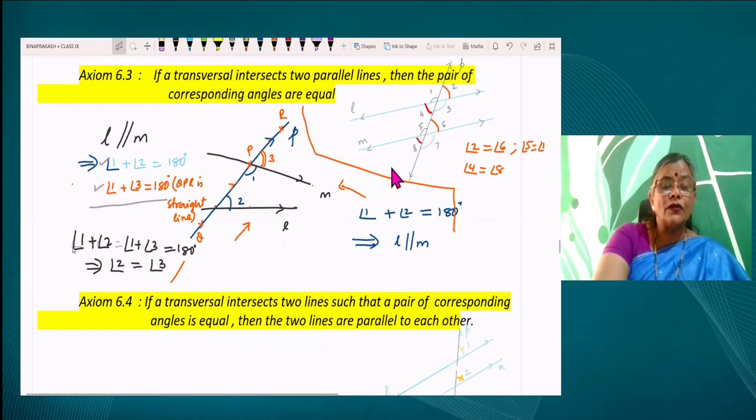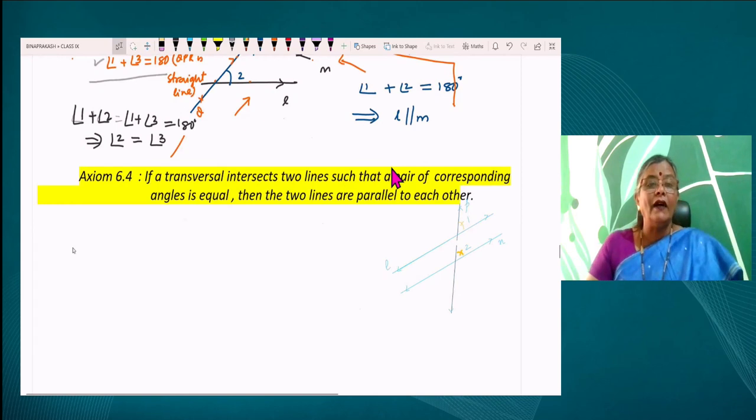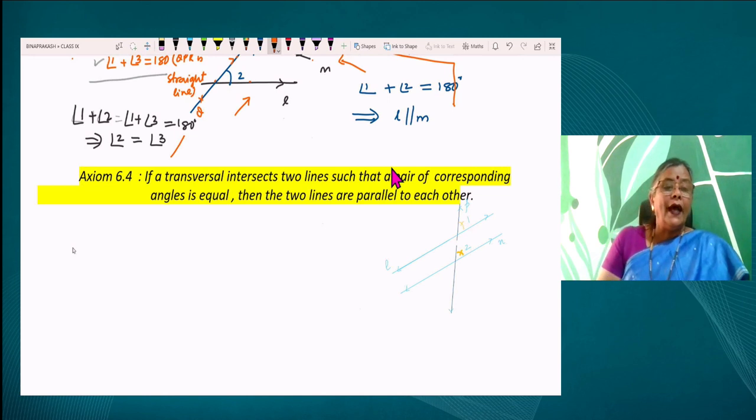The next one is also an important thing. We have two lines intersected by a transversal. If the corresponding angles are equal, then the lines are parallel. Now we make use of the two lines, where two angles are equal. Angle 1 and angle 2 are given equal.